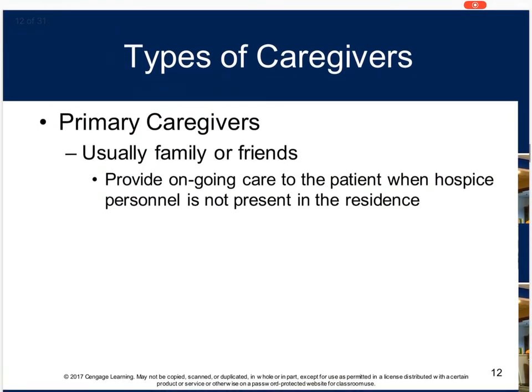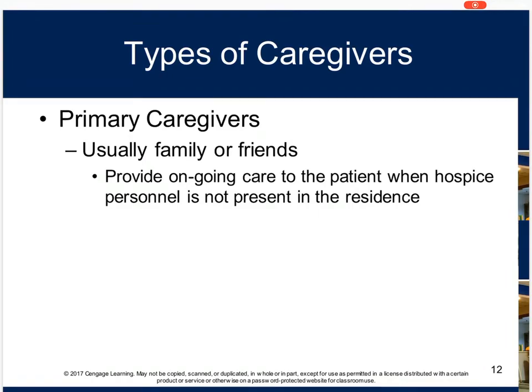Let's get into our primary caregiver. Now, most hospice care happens in the patient's home, okay? So someone from that patient's family, whether it's an immediate family member or someone in a further out circle of family, or even a friend, they act as the primary caregiver of the patient. This is an individual or a group of individuals who provide the ongoing care to the patient when hospice personnel are not present in the residence.